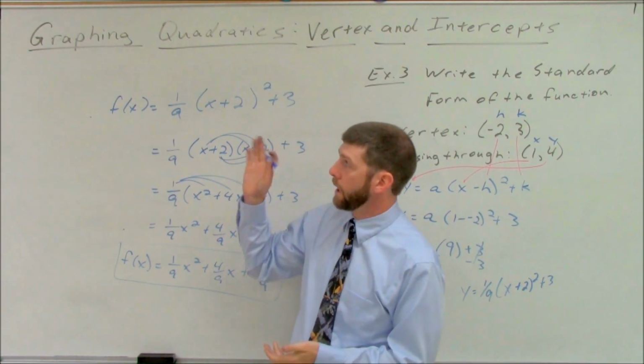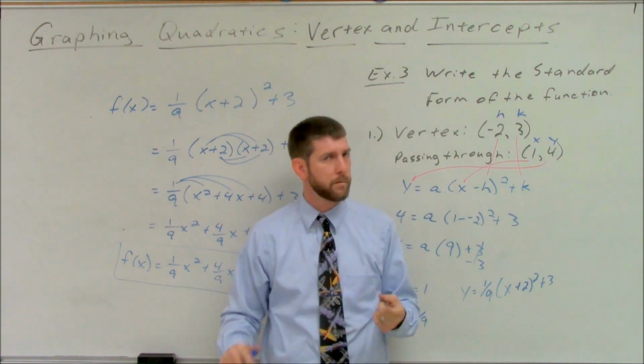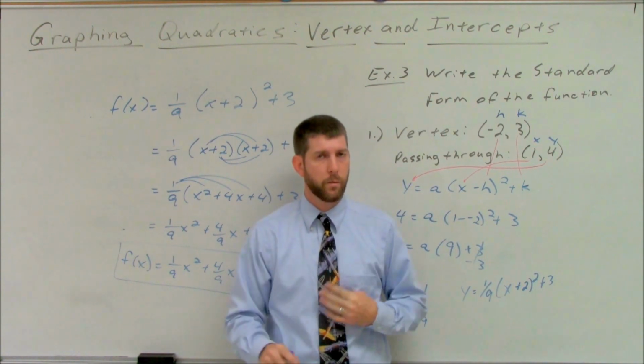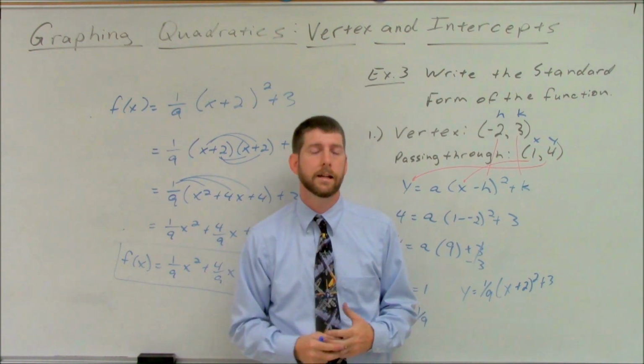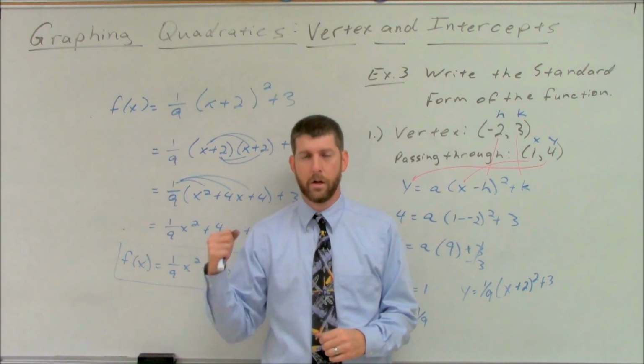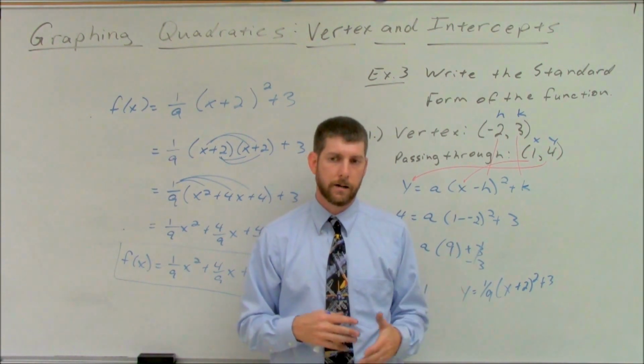That's everything for graphing using vertices or using vertex and intercepts. Remember, the vertex x coordinate is negative b over 2a, and the y coordinate is what we get when we plug that in. X-intercepts are what we get when we set it equal to 0. Y-intercepts are what we get when we plug in 0 for the x.